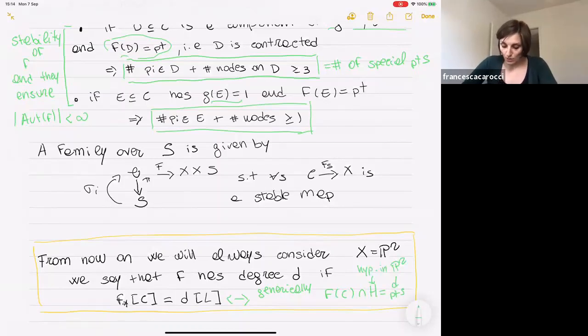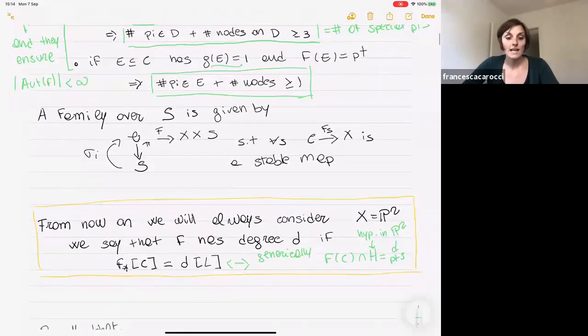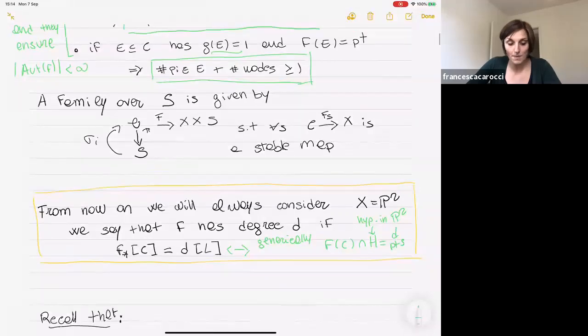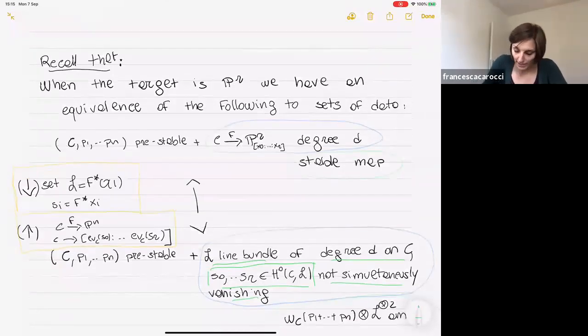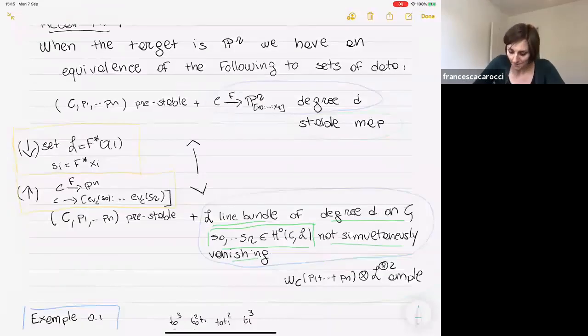And since we are always going to look at maps to projective space, let me recall the following basic fact that is going to help us give examples. When the target is the projective space, we have an equivalent way to think about maps. Giving a map to projective space is the same thing as giving a line bundle of degree d on our pre-stable curve, together with r+1 sections of this line bundle which do not vanish simultaneously. In fact, once we are given these sections, we can define the map as the evaluation of these sections, and the fact that they do not vanish simultaneously is what ensures that the map is well defined. And we can rephrase stability.